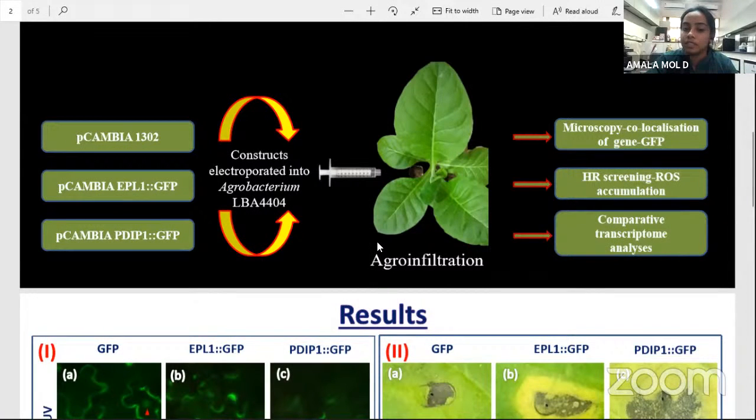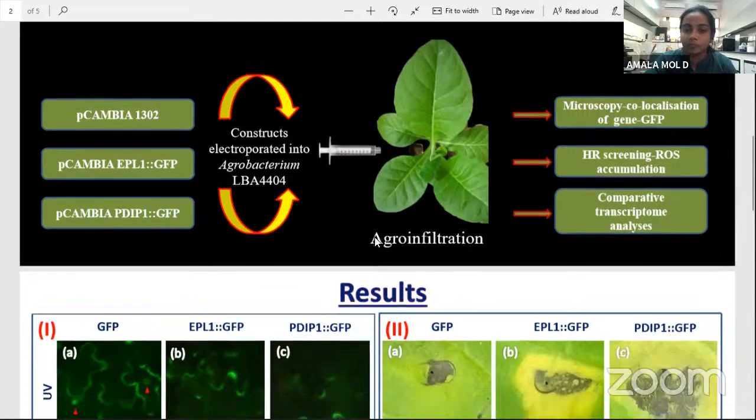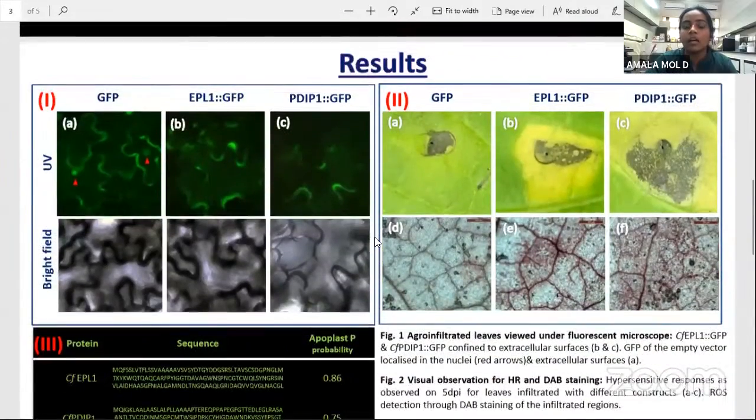Samples were collected at different time intervals for microscopic observation for monitoring the localization of the gene-GFP fusion constructs. Visual observation for hypersensitive responses as well as ROS accumulation was also monitored, followed by comparative transcript analysis for defense-related genes in the model host tobacco. Moving on to the results.